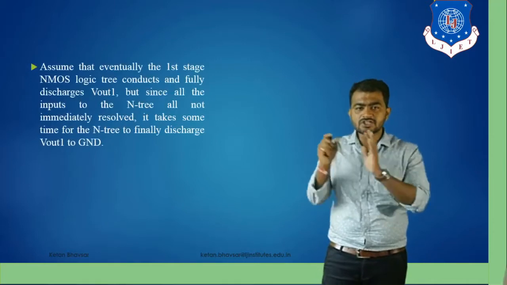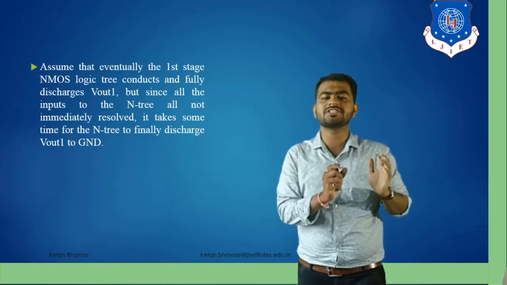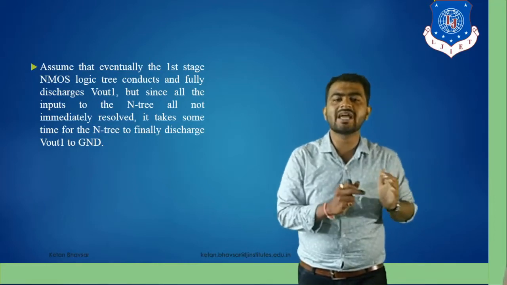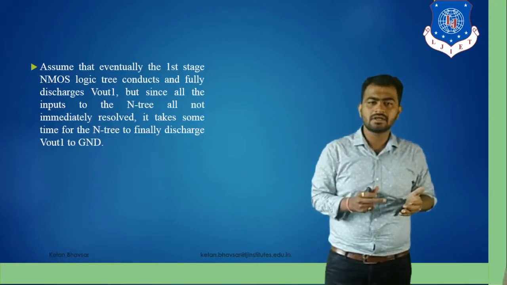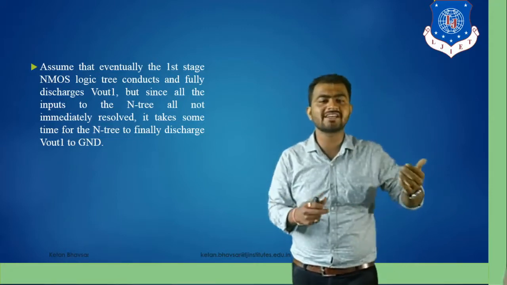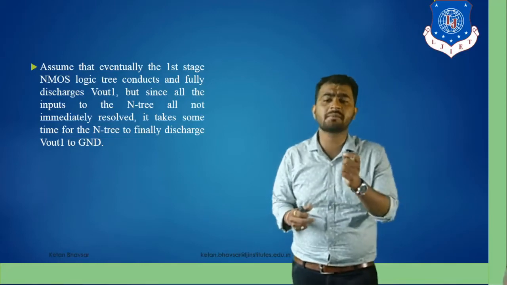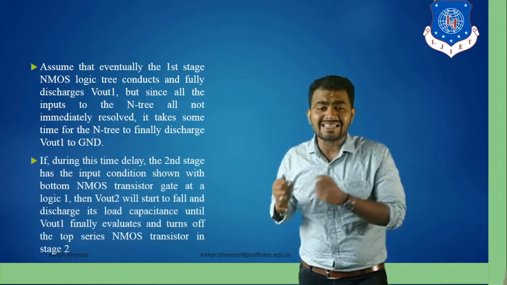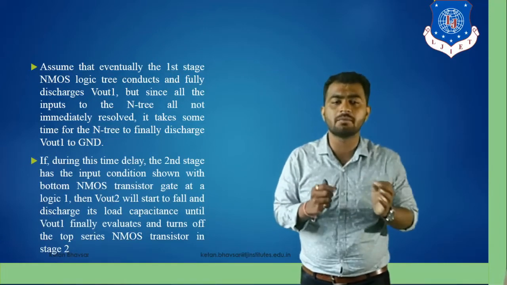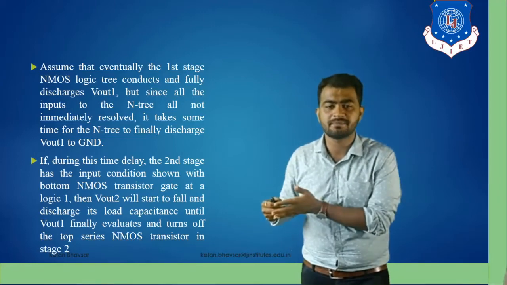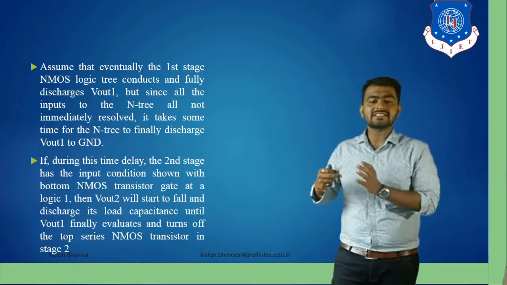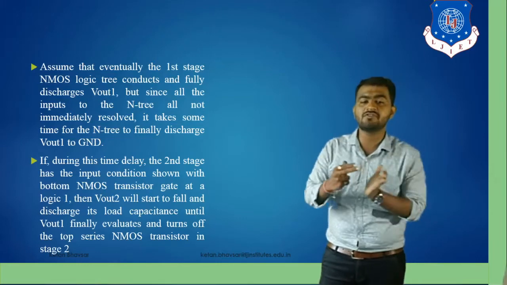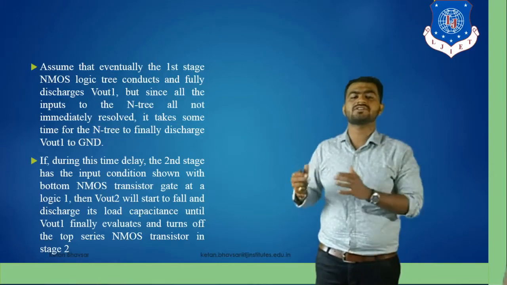Let's discuss. Assume the first stage NMOS logic tree conducts and fully discharges Vout1. But since all the inputs to the AND tree are not immediately resolved, it takes some amount of time to finally discharge Vout1 to ground. If during this time delay the second stage has the input condition shown, with the bottom NMOS transistor gate at logic 1, then Vout2 will start to fall and discharge the load capacitance until Vout1 finally turns off the top series NMOS transistor in stage 2.